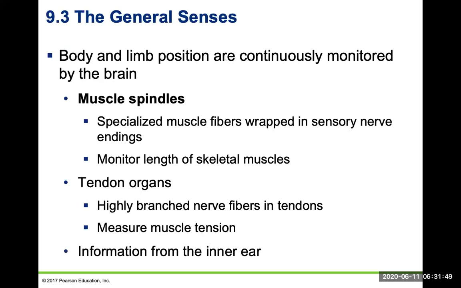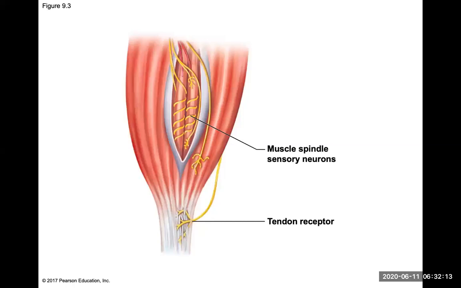Body and limb position are continuously monitored by the brain through muscle spindles, which are specialized muscle fibers wrapped in sensory nerve endings. They monitor the length of the skeletal muscles. Tendon organs are highly branched nerve fibers in tendons that measure muscle tension, and information from the inner ear also helps with body position. So here's the muscle spindle sensory neurons responding to the tension in a muscle, and a tendon receptor responding to the tension in a tendon.